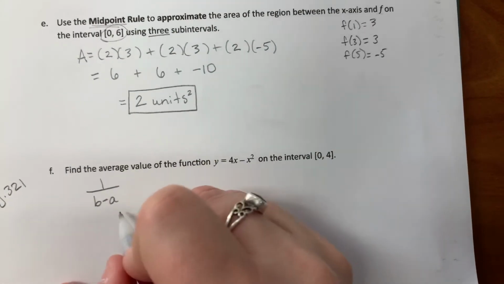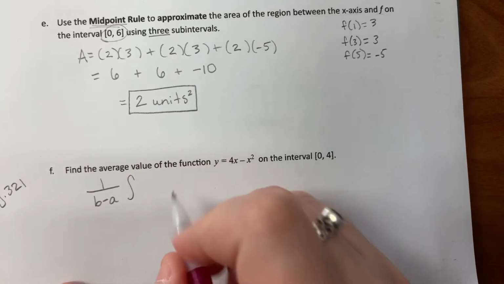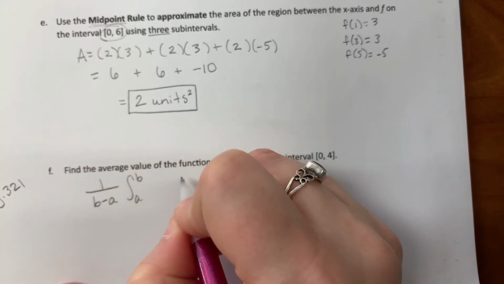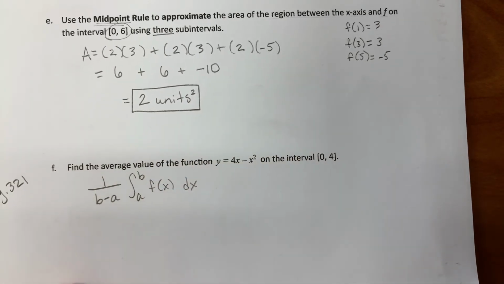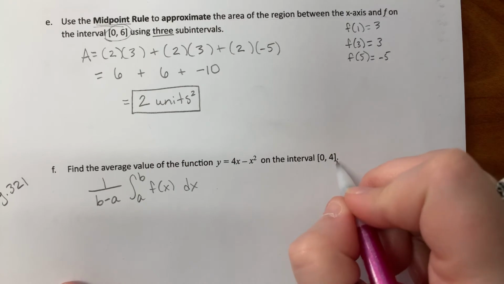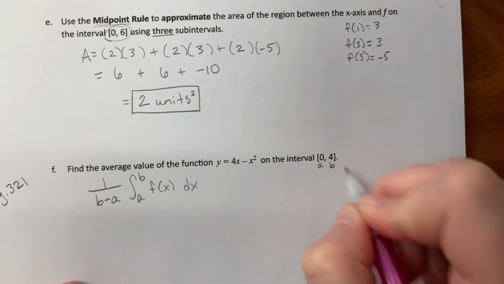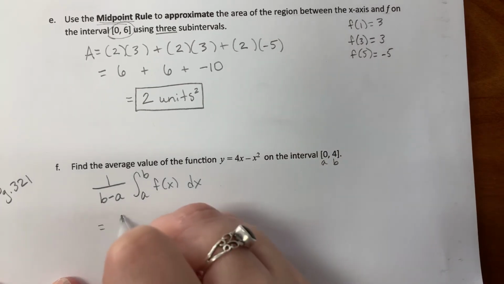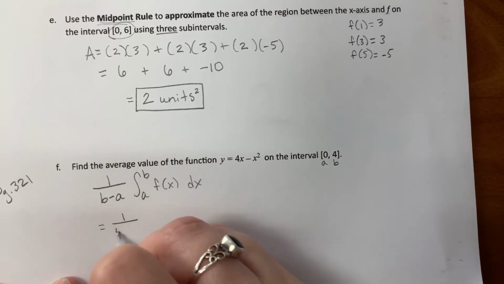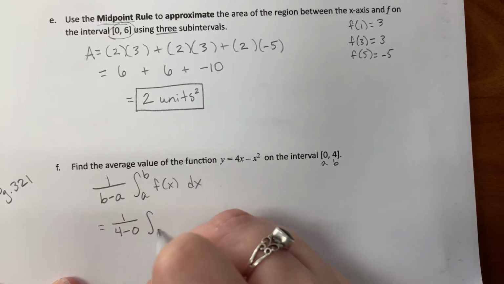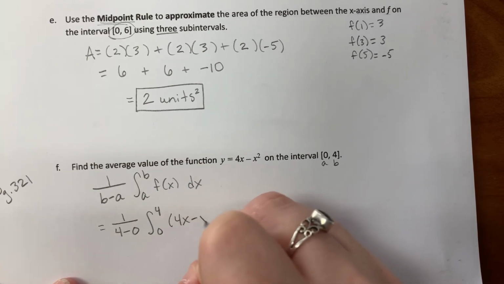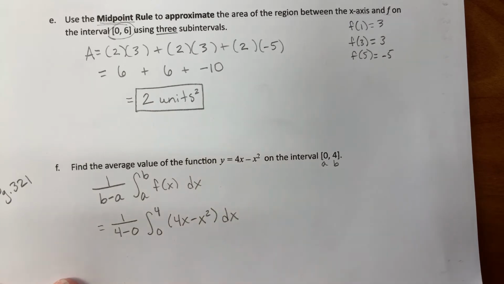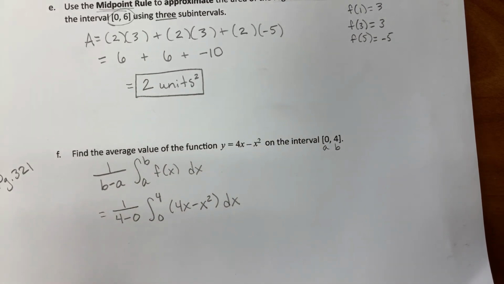I do 1 over b minus a times the integral from a to b of my function dx. And the interval is your a and your b values. So in this particular one, it would be 1 over 4 minus 0 times the integral from 0 to 4 of my function dx. Okay, so then I'm going to actually find this integral.